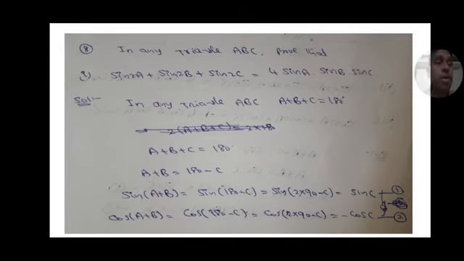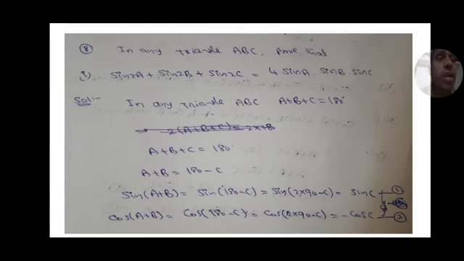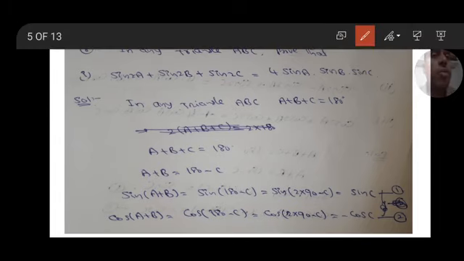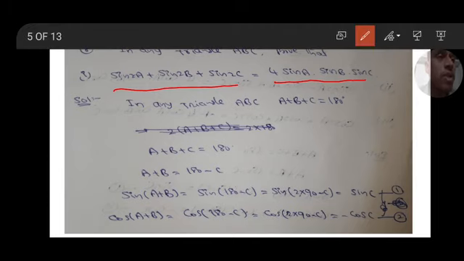From that we have the problems. Okay. First, in any triangle ABC, prove that sin 2A plus sin 2B plus sin 2C equal to 4 into sin A into sin B into sin C. It is a conditional identity. In triangle ABC only it is true. In triangle ABC means if A plus B plus C equal to 180, then only this condition is true. Okay. We have to prove that condition in any triangle.